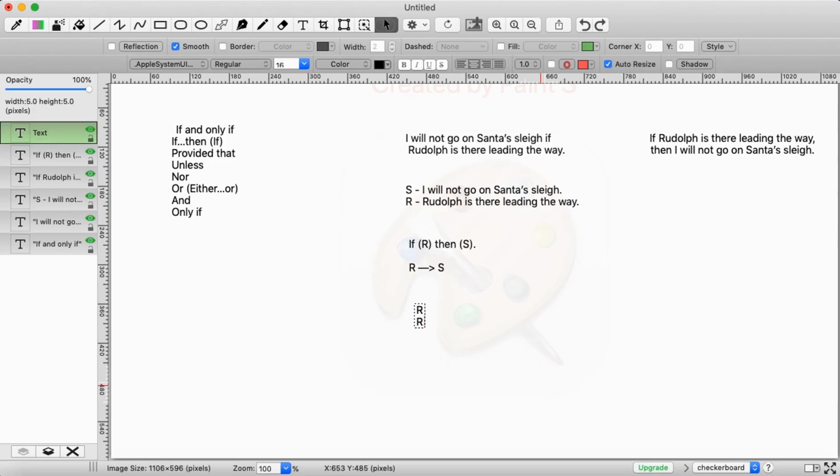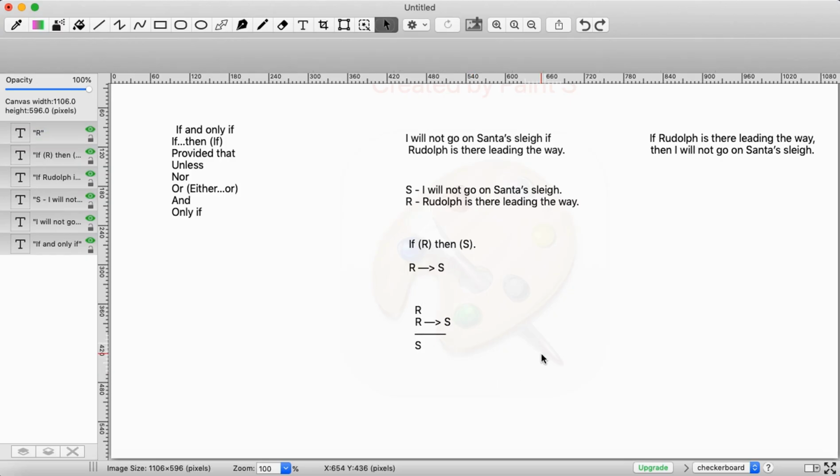R to S. You guys give me a break. It keeps doing, I haven't once clicked in the middle. This is absolutely ridiculous. Okay, R to S and then S.